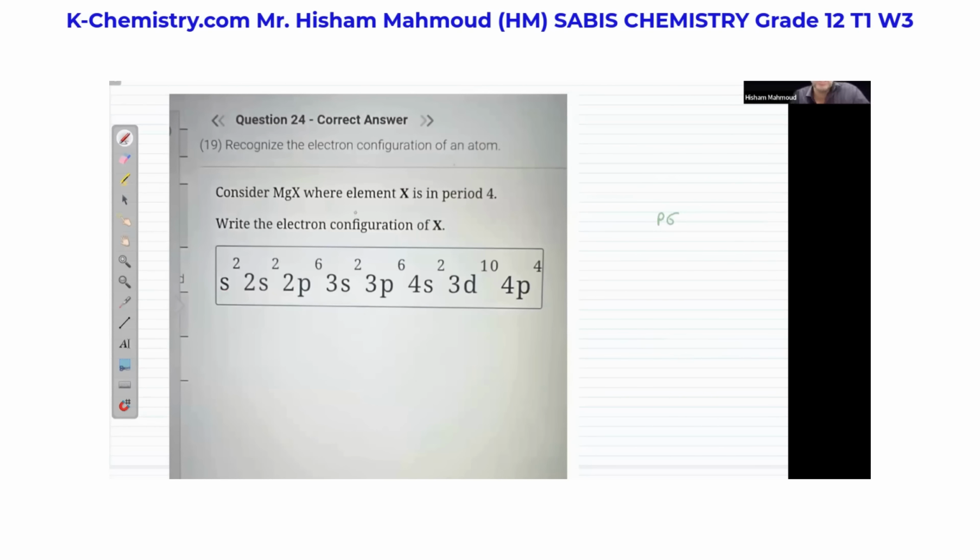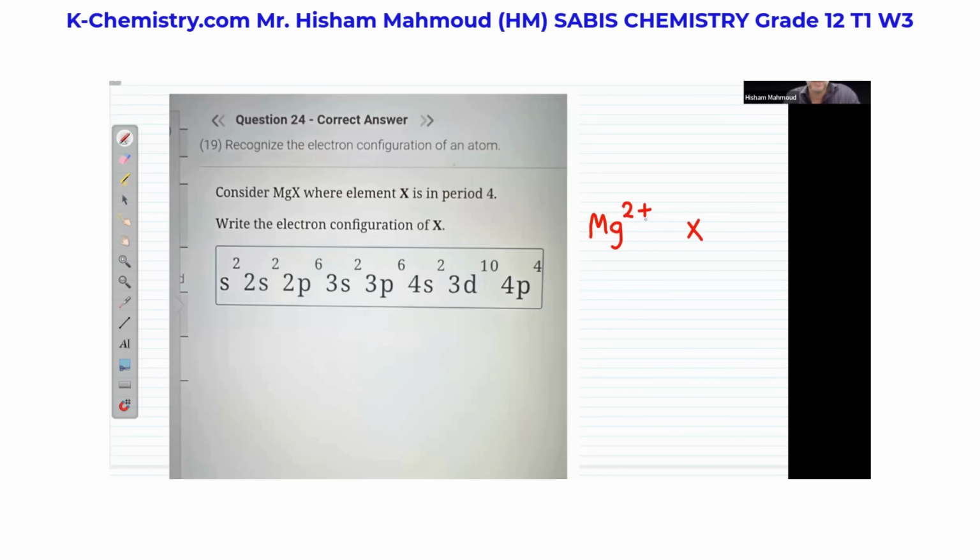Consider MgX where element X is in period 4. What is the electronic configuration of X? Kind of difficult question. No, it's not difficult. Mister, you said it's MgX, right? Let's investigate. MgX means it is magnesium, and I know magnesium is 2+, and X is in period 4.